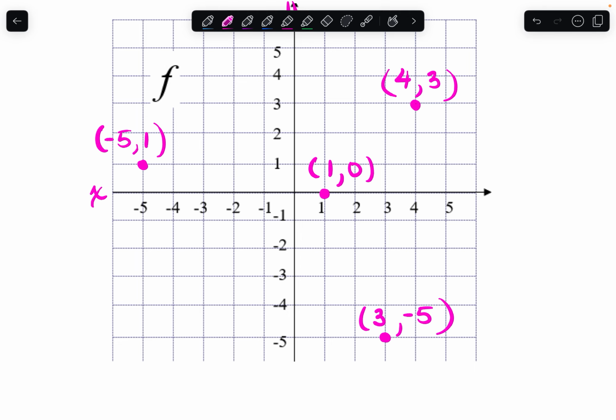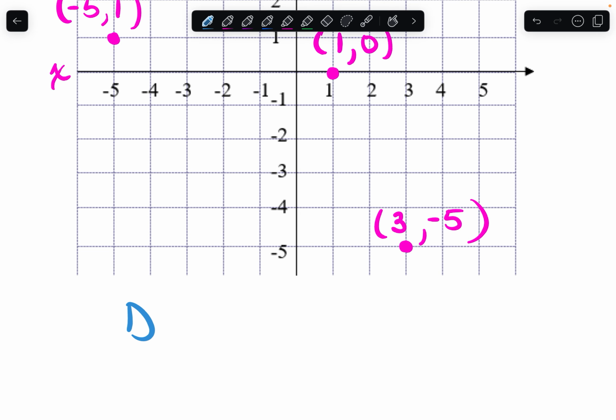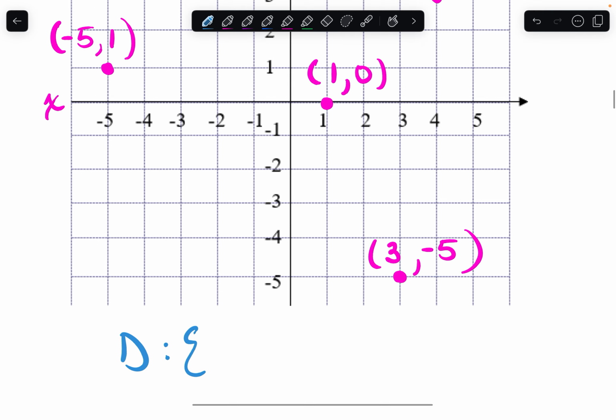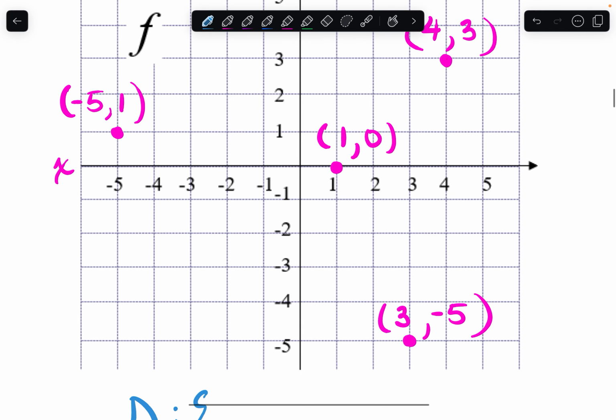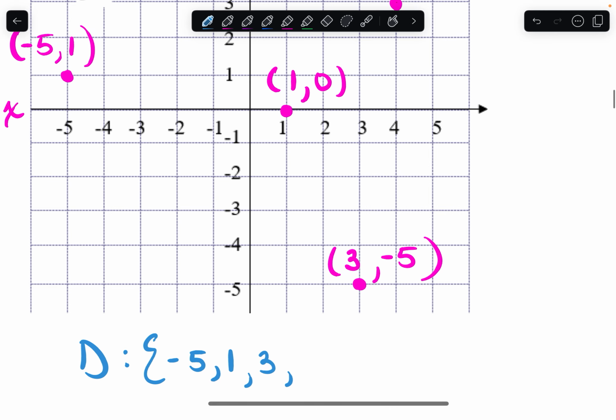All right, so I have my points listed. So my domain is the set of x's. I tend to just use a D and a colon. We want to write it in set notation. So I'm going to go open squiggle, like a curly brace, and then just list my x values separated by a comma. So -5 is my first x, comma, then we hit 1, then we hit 3, and then we hit 4. And then I'm going to close my squiggle or close my set.